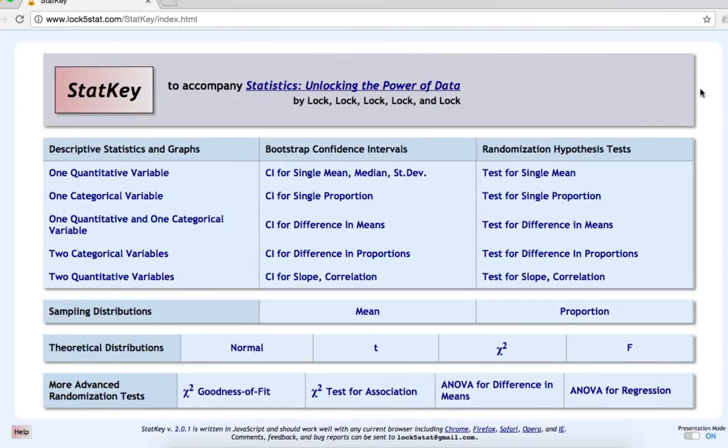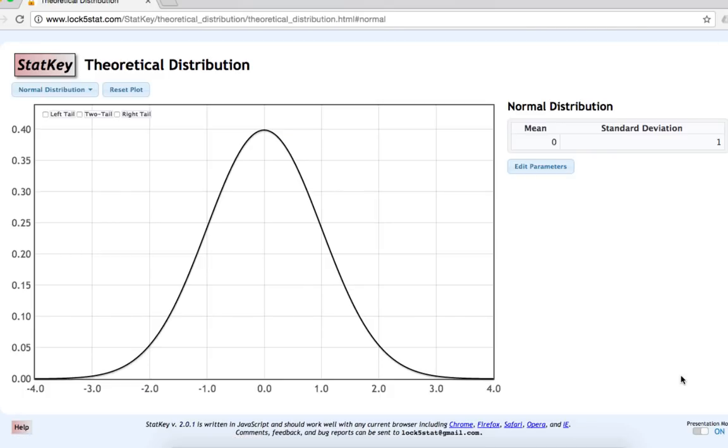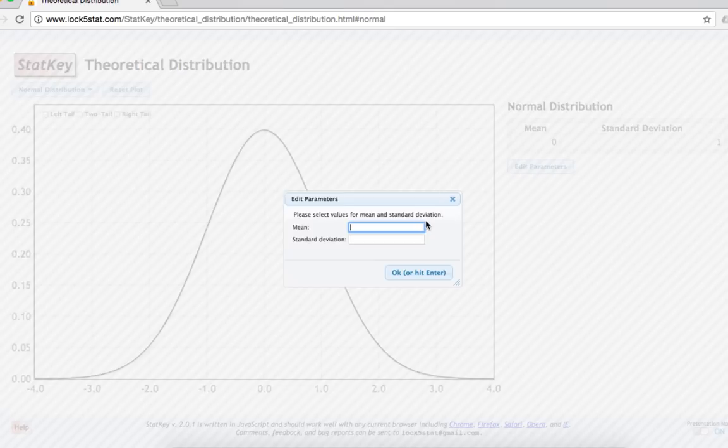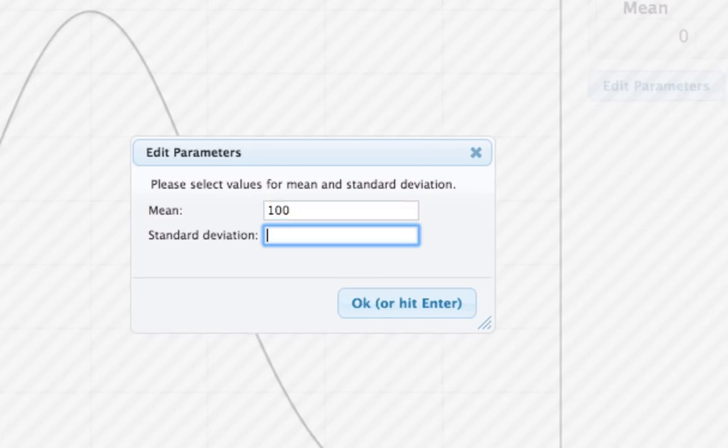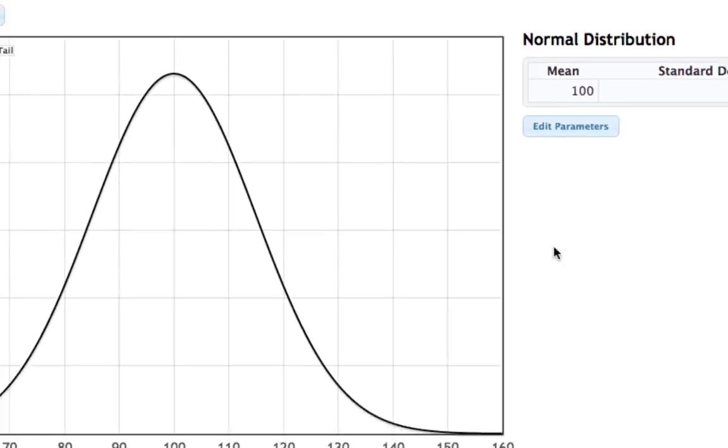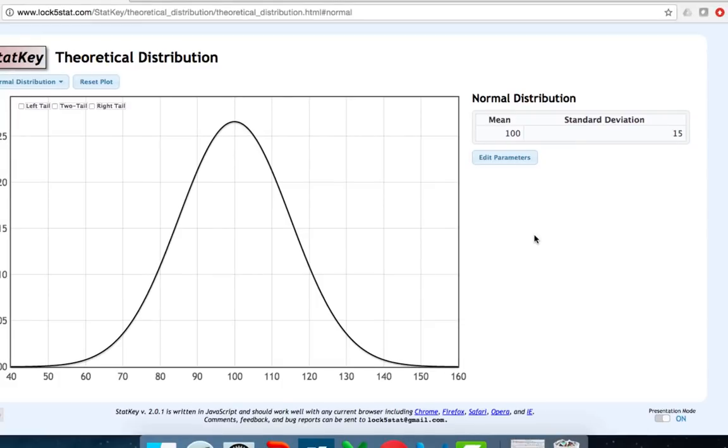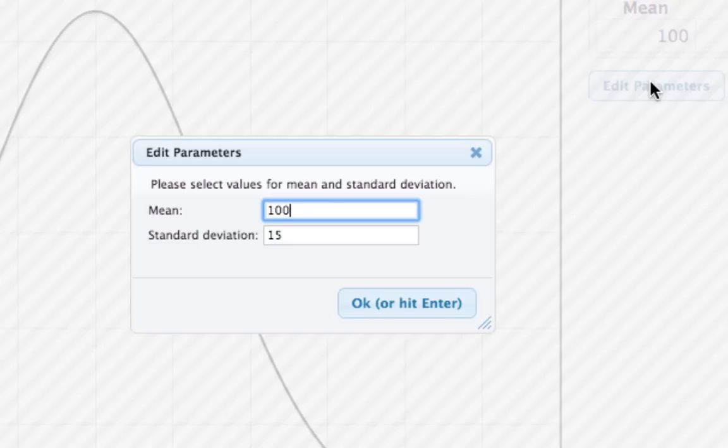In StatKey, we're going to be looking at a theoretical distribution, and that is the normal distribution. Just like in Minitab Express, the default in StatKey is a standard normal distribution, in other words, a z-distribution, with a mean of 0 and a standard deviation of 1. You can edit these parameters in StatKey. For example, if we wanted to look at IQ scores with a mean of 100 and a standard deviation of 15, we could do that. For this example, though, let's start with a standard normal distribution with a mean of 0 and a standard deviation of 1.